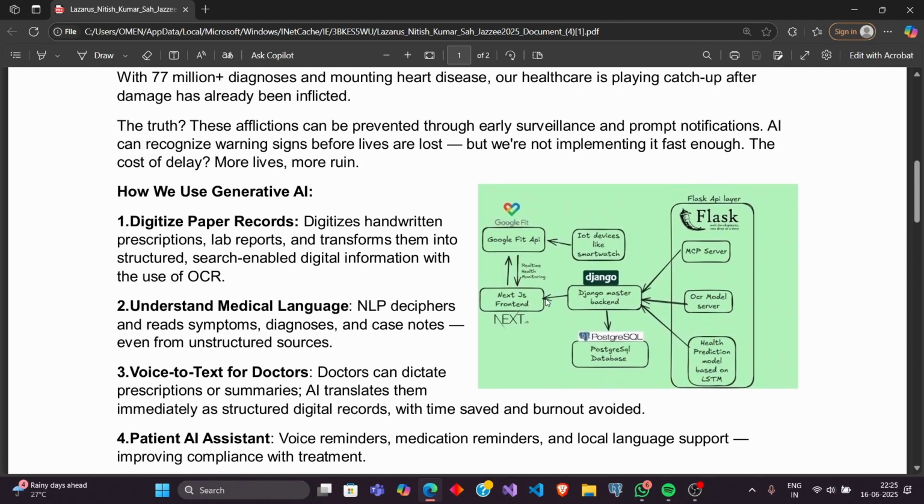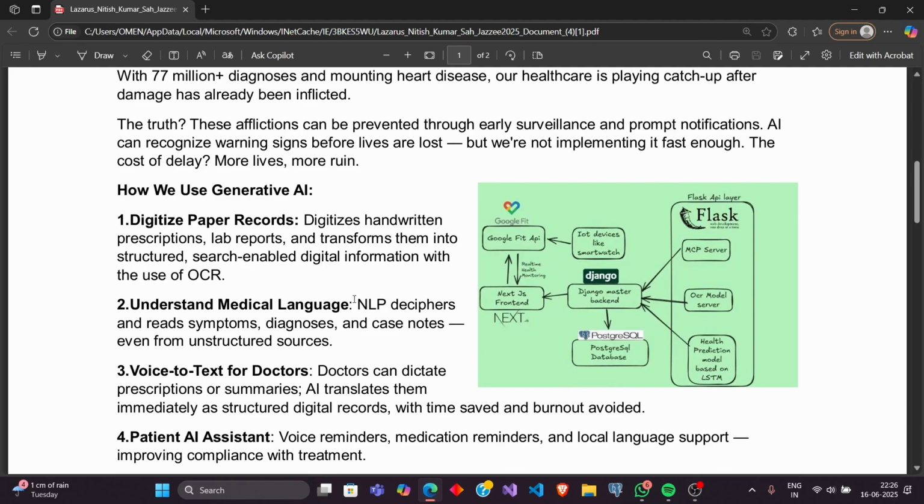This is our architecture. The front end will fetch data from Google Fit API, or any other APIs. After that, it will go to the backend. The backend will contain the MCP server that is implemented in Flask. And when the data is provided to the MCP server in the form of context, the MCP server will give us the proper responses.